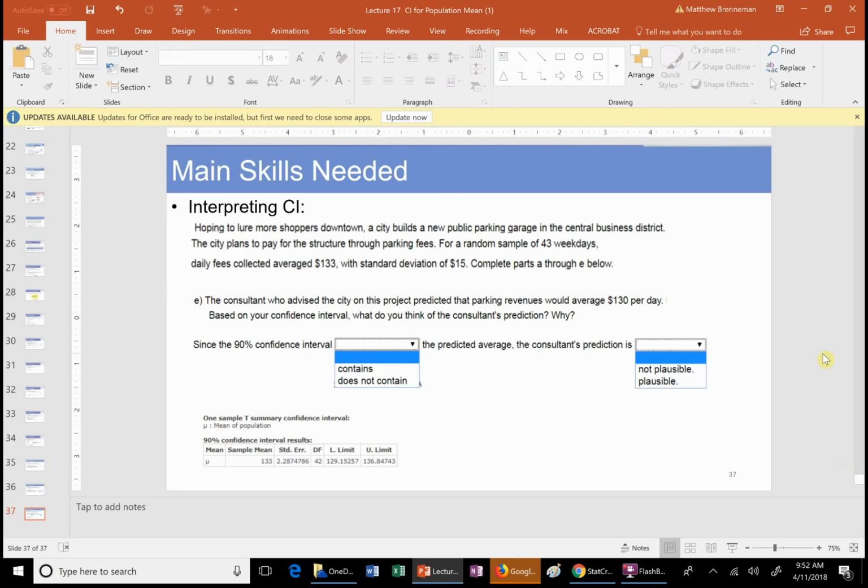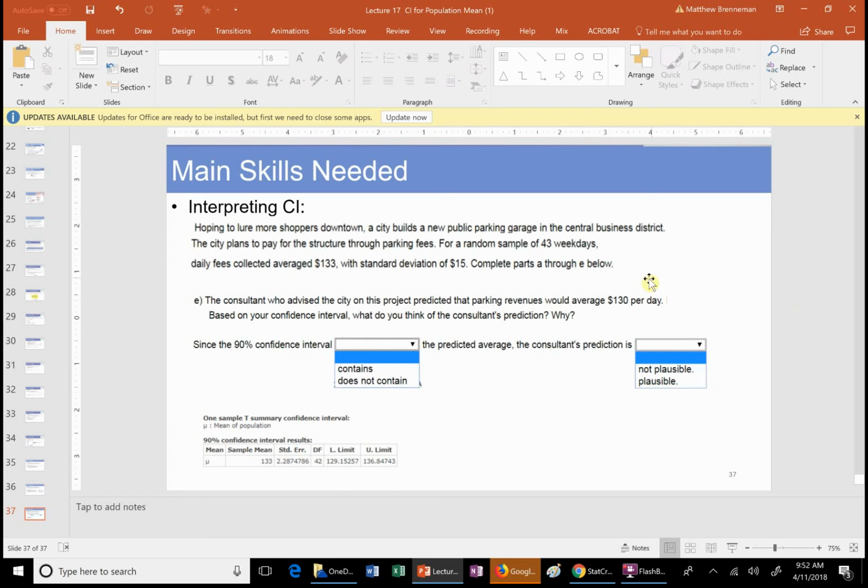And last, interpreting confidence intervals. So this is kind of what we were going towards last time when we were talking about how hypothesis tests are the same as confidence intervals. So remember that this is the confidence interval down here. The consultant who advised the city on this project predicted that parking revenues would average 130 per day. Based on the confidence interval, what do you think of the consultant's prediction?